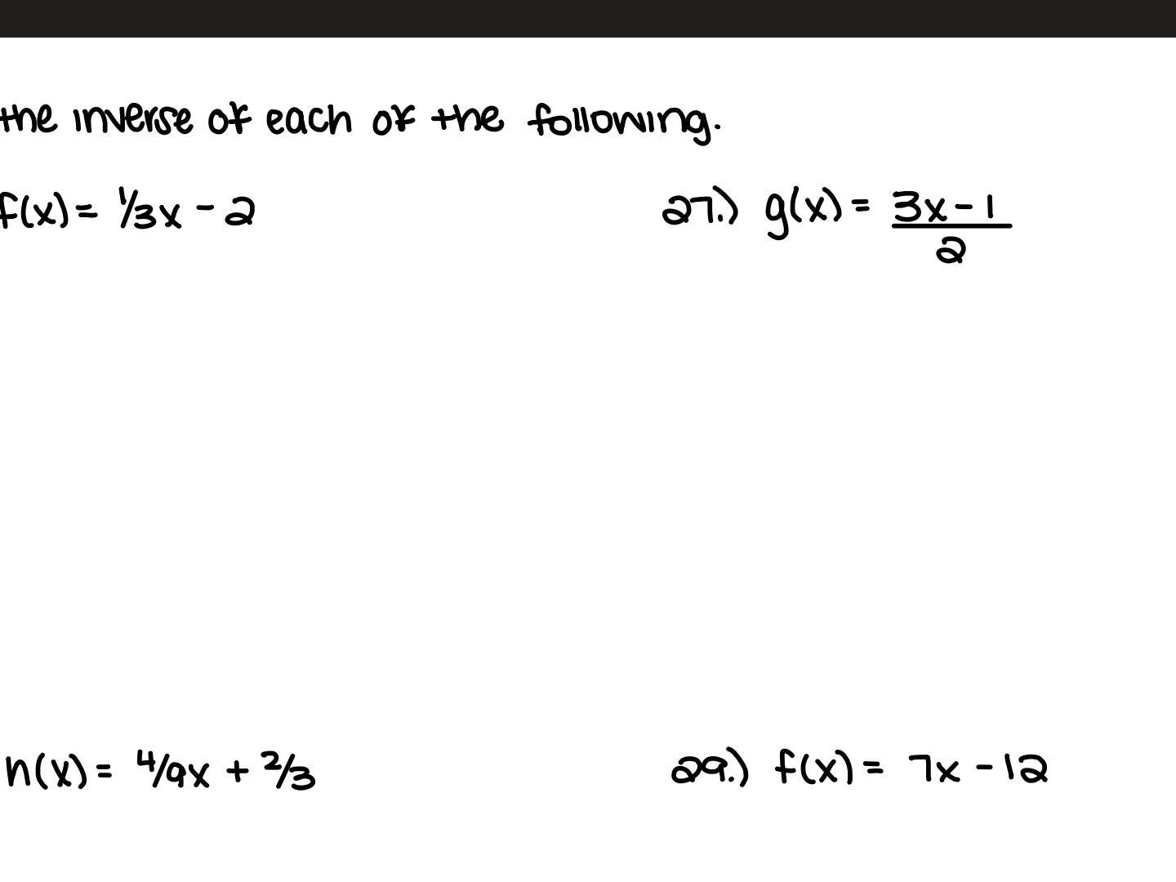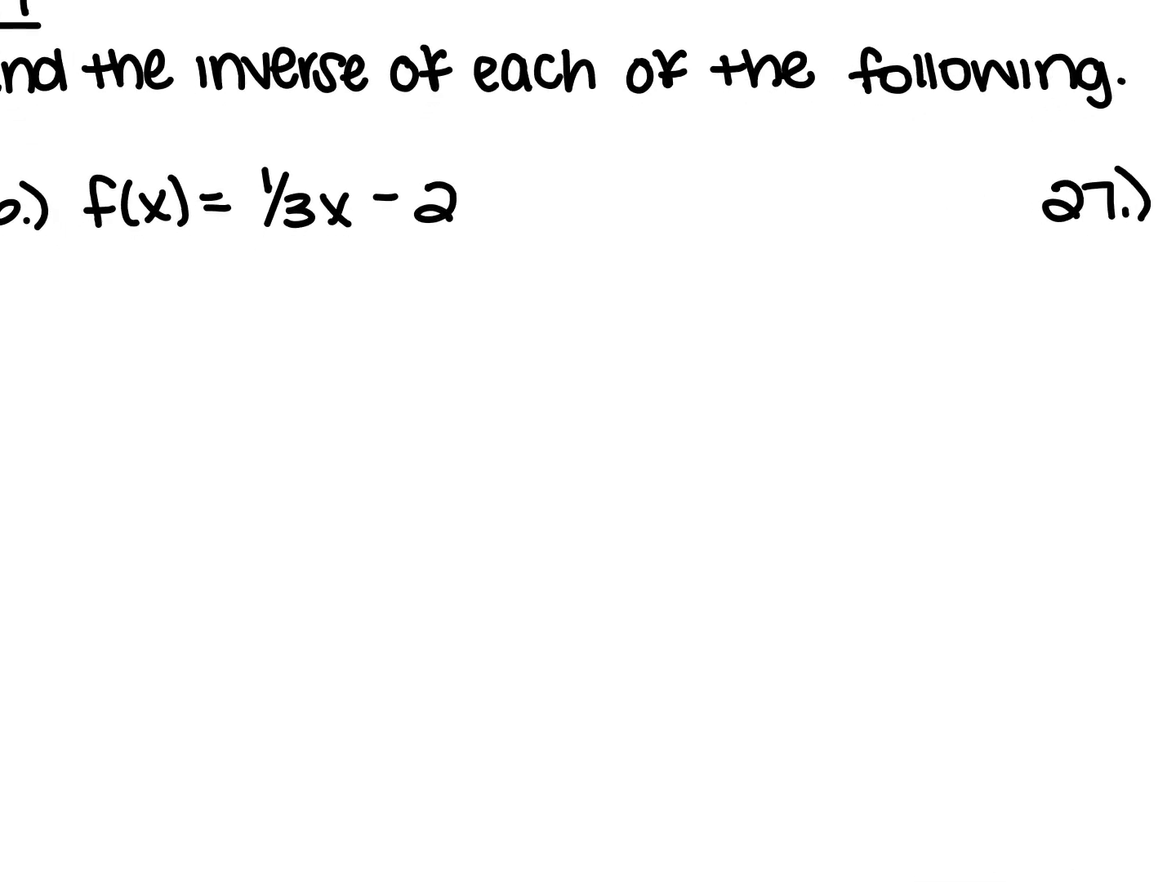One of those. Okay? So for number 26, you're given f of x is equal to 1/3 x minus 2. This f of x is equal to y. So y is equal to 1/3 x minus 2. From here, you're going to switch x and y.